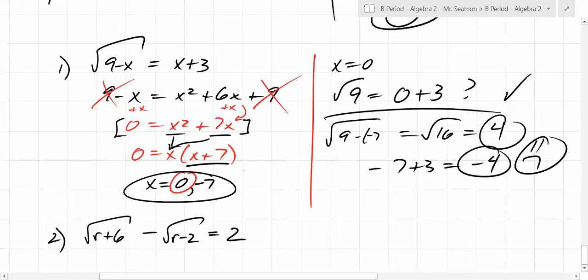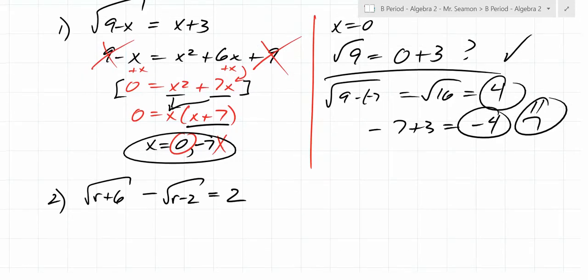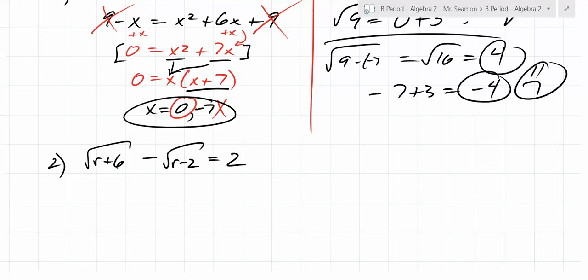So what's the only one? 0. Keep in mind, is it possible for both to be true? Could, theoretically, I come up with 2 answers? Yes. So just because you get 2 and one doesn't work doesn't mean the other one will. You have to test both. So we have to test 0, and -7. We just did, right here.